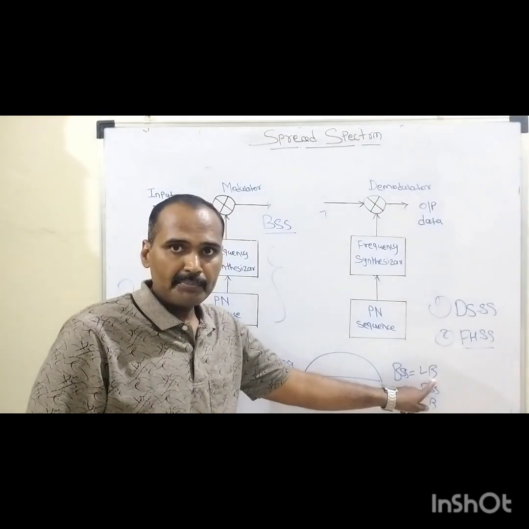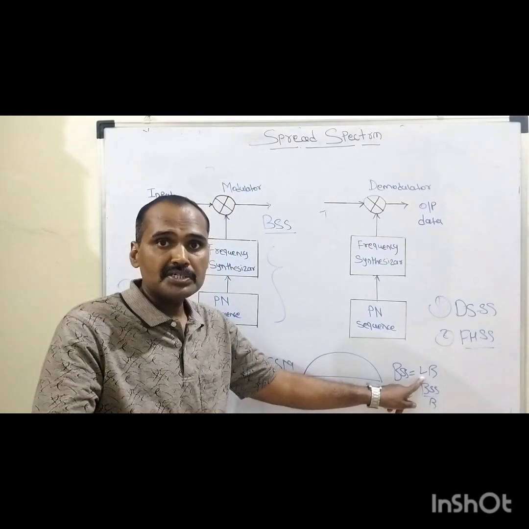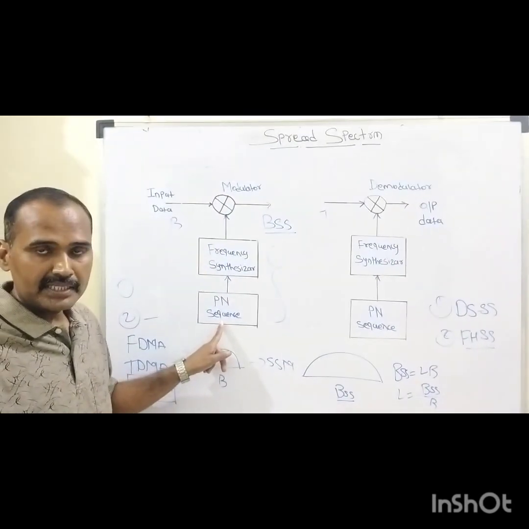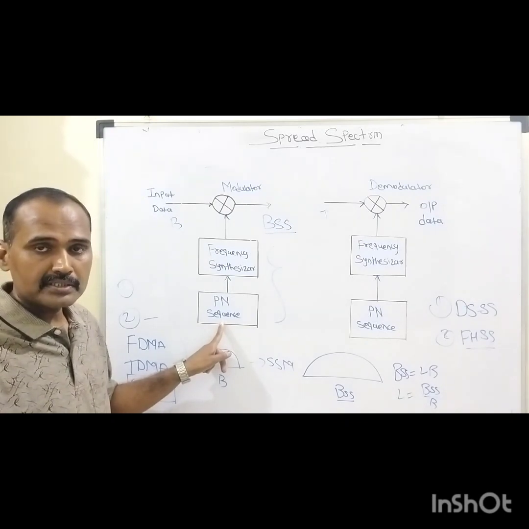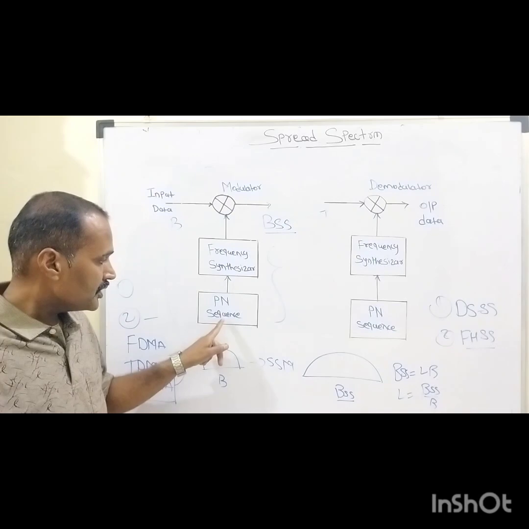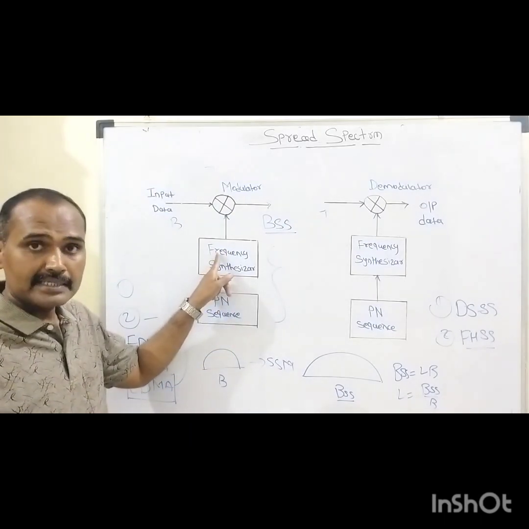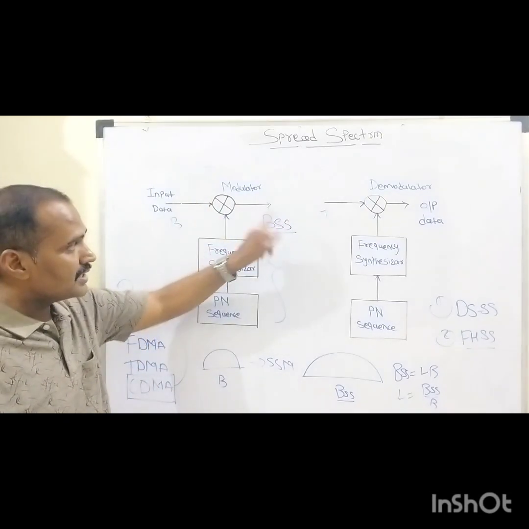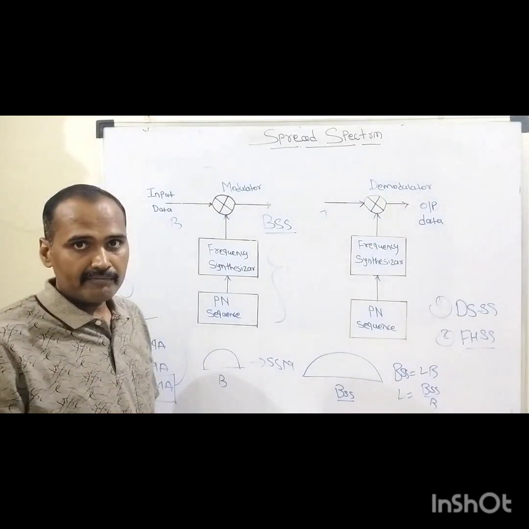where B_SS equals L times B, where L is the processing gain, or the length of the spreading sequence generated by the pseudo noise sequence generator, right? According to this generator, the particular frequency is selected by the synthesizer, and after that this signal is combined with the input signal to generate the resultant signal. So this is how the modulator works.